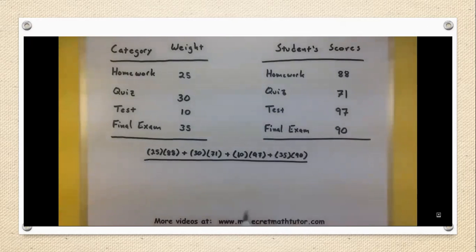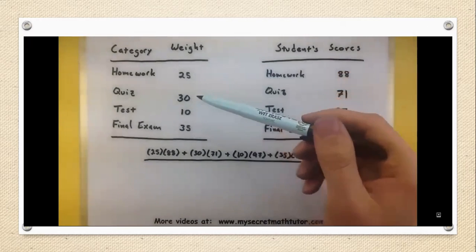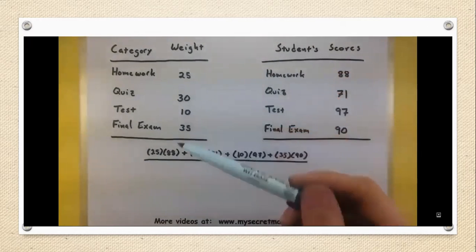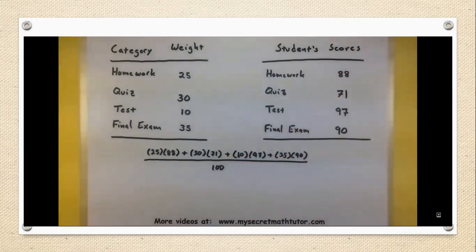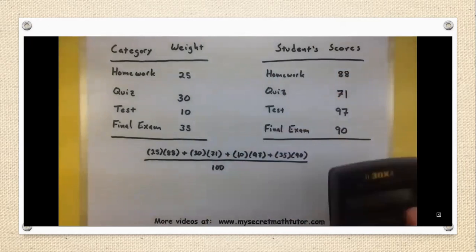Now we need to add up all of our weights to see what we need to divide by. 25 and 30 is 55, plus 10 is 65, and 35 makes 100. So we need to divide by 100 when we're done. Let's grab our calculators and quickly add this up.